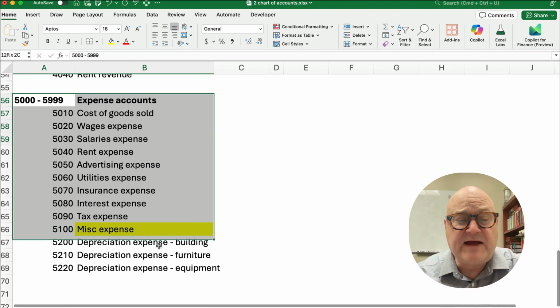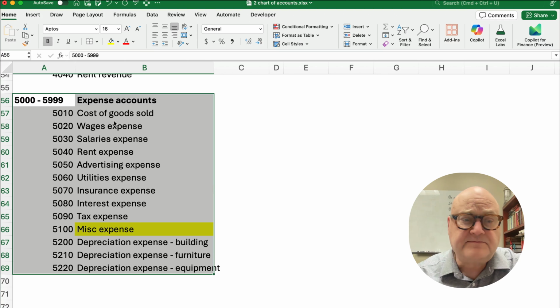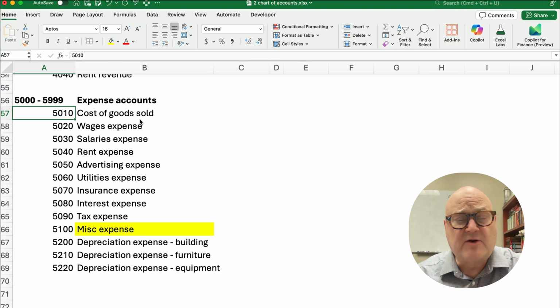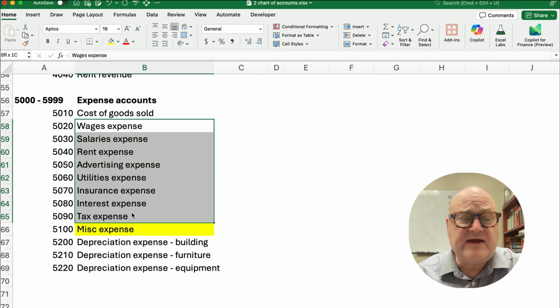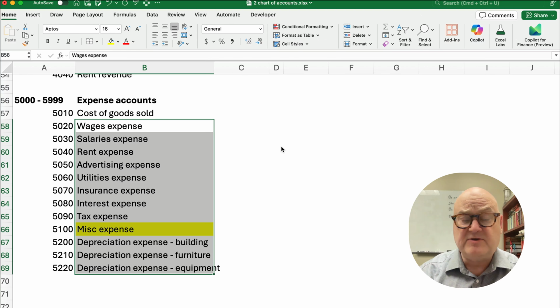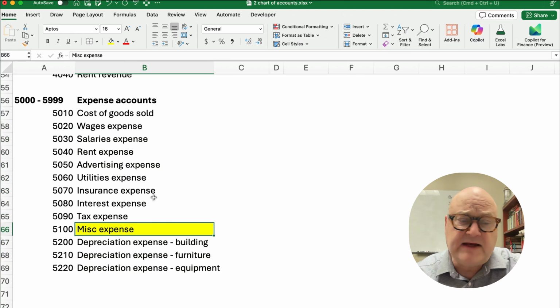We have the expense accounts in the 5000s, and you could start with cost of goods sold. That's an expense, and you notice all these would say expense. And then you have the depreciation expense maybe toward the end for the building, for the furniture, for the equipment like we had before. Now, I've highlighted miscellaneous expense.